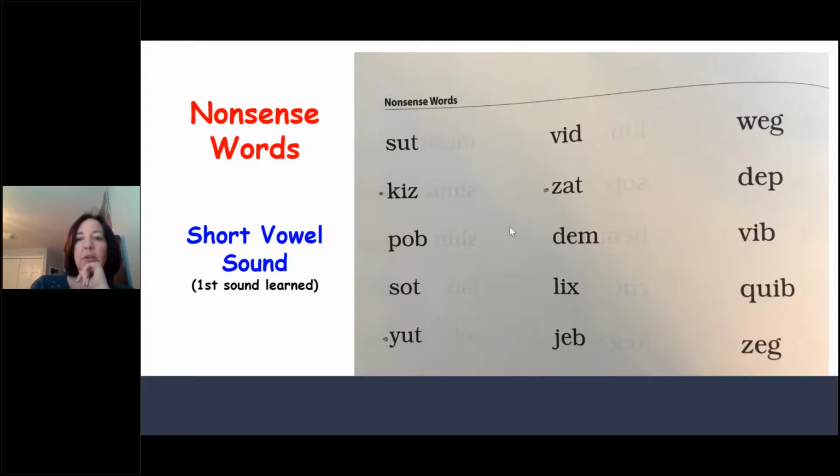The video is turned back on, and I'm going to read these nonsense words. The first one is sut, kiz, pab, that, yet, vid, zat, dem, licks, jeb, weg, dep, vib, quib, zeg.